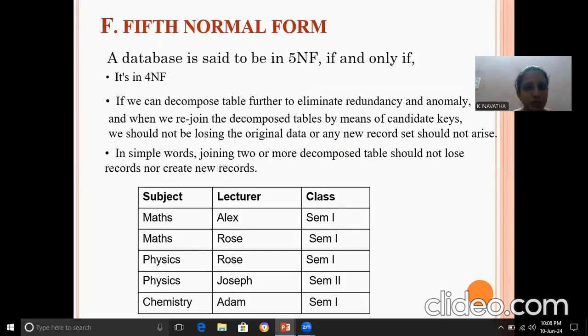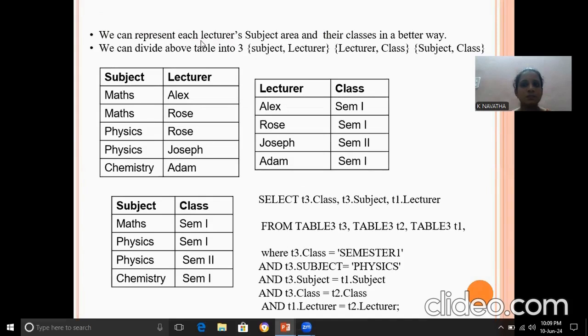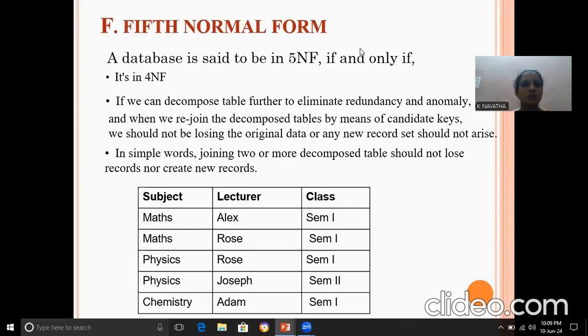A database is said to be in fifth normal form if and only if it is in fourth normal form. That means it must be in fourth normal form. Now the next rule is if we can decompose the table further to eliminate redundancy and anomaly. If we want to decompose the table to overcome the anomaly or redundancy, we are decomposing the main table into sub tables.